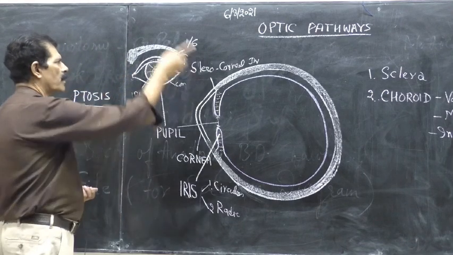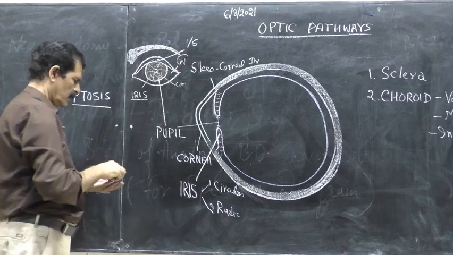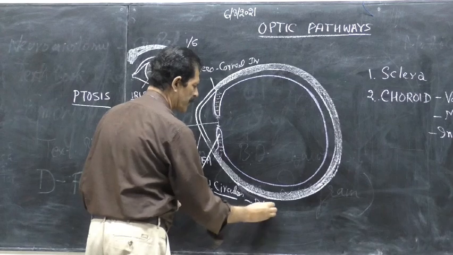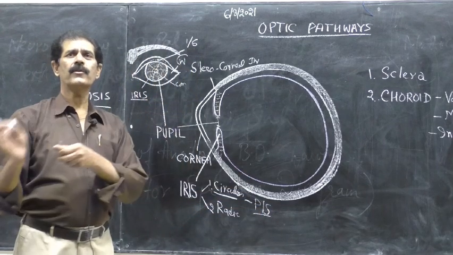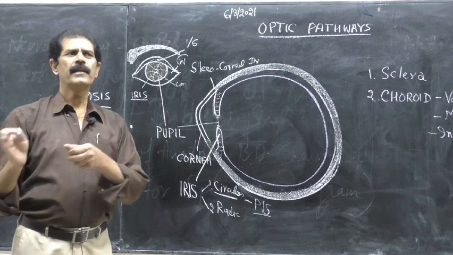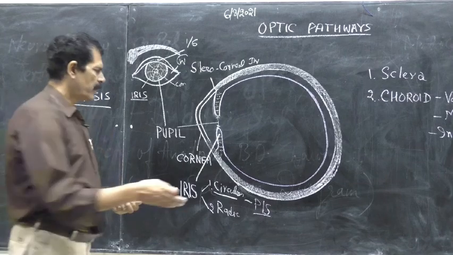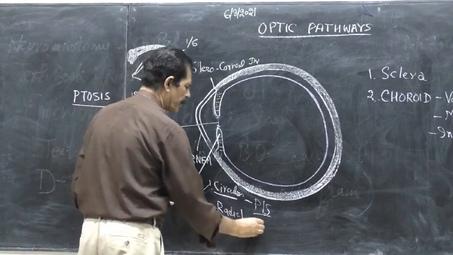When the circular muscles contract, which are supplied by parasympathetic fibers, remember parasympathetic, because they are smooth muscles, and there is a separate system for the smooth muscles of the human body. The autonomic nervous system is sympathetic and parasympathetic, but the radial muscles are supplied by sympathetic fibers.